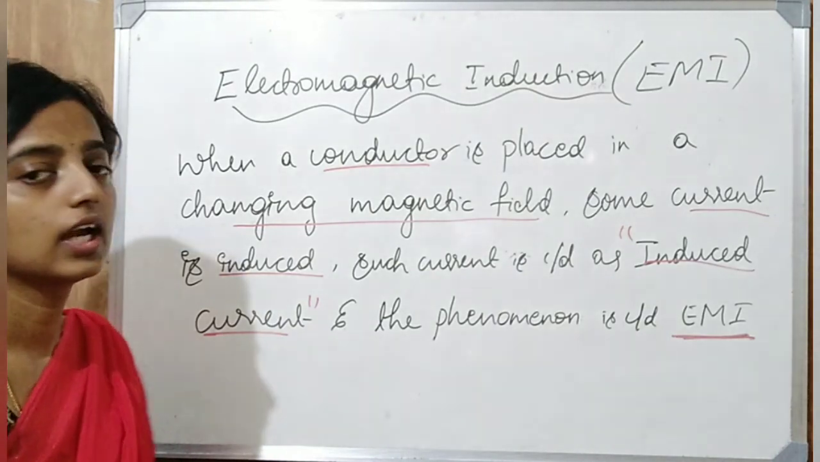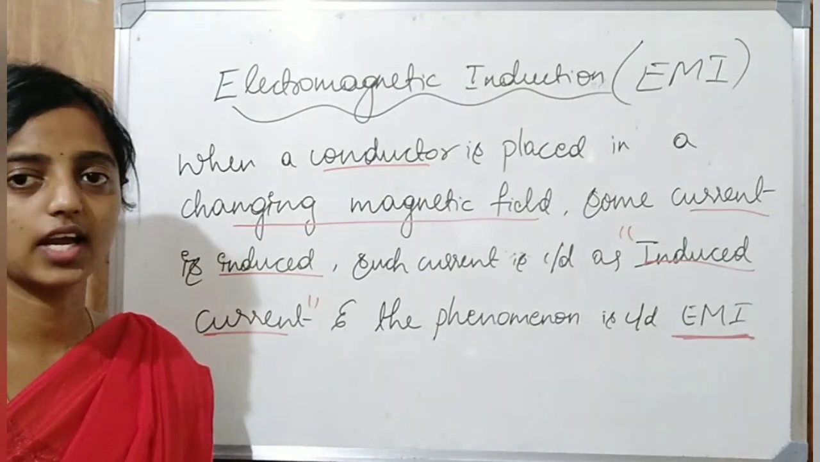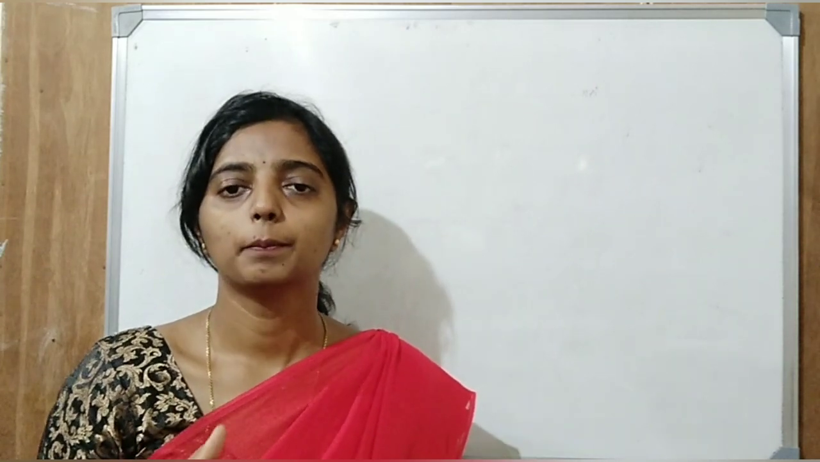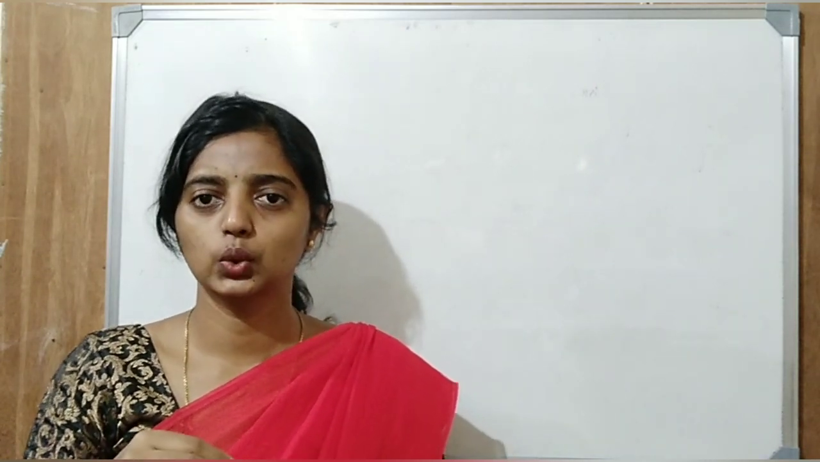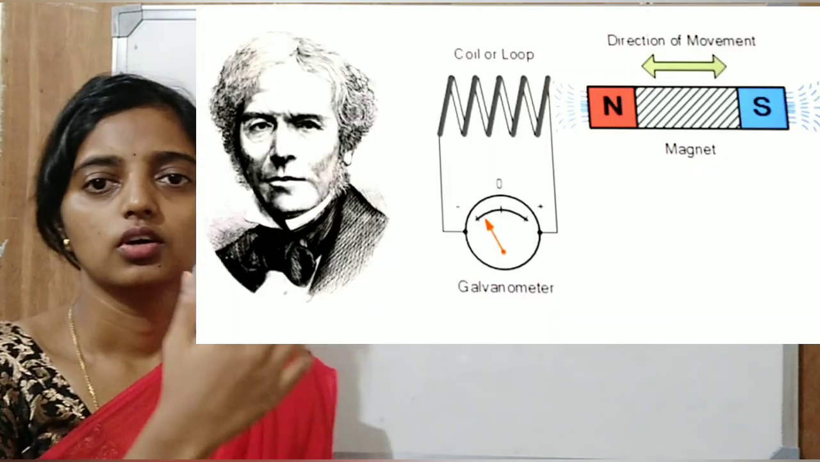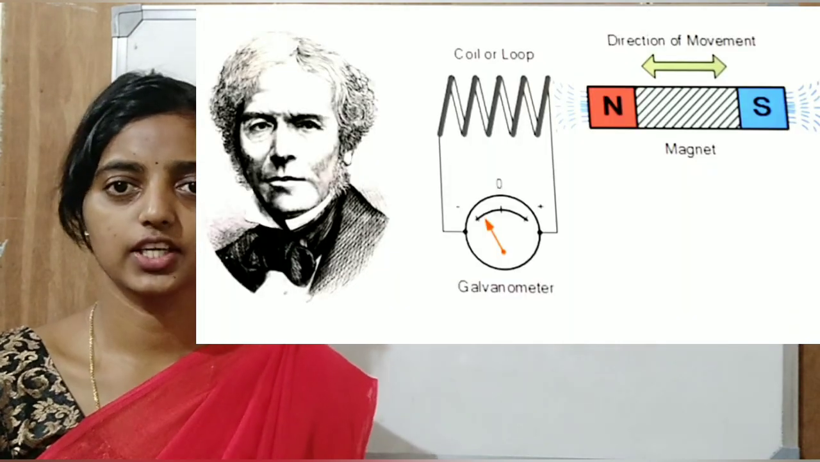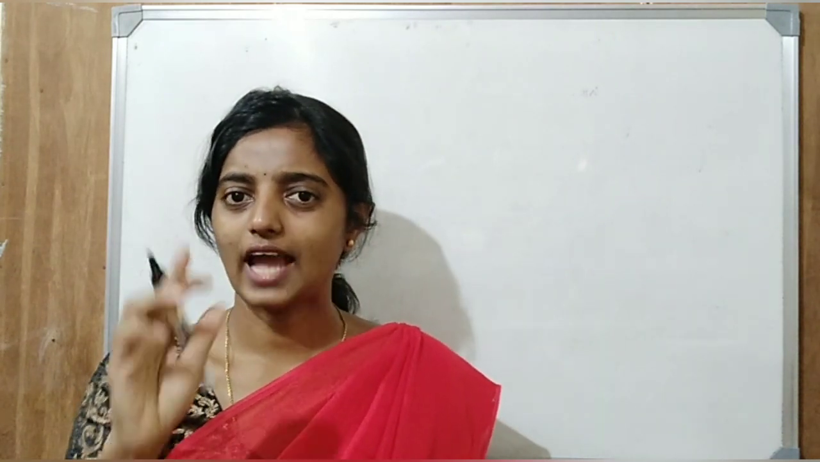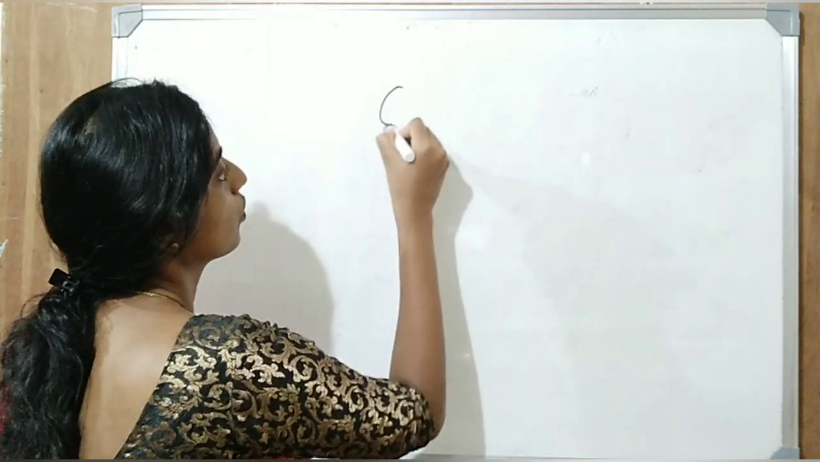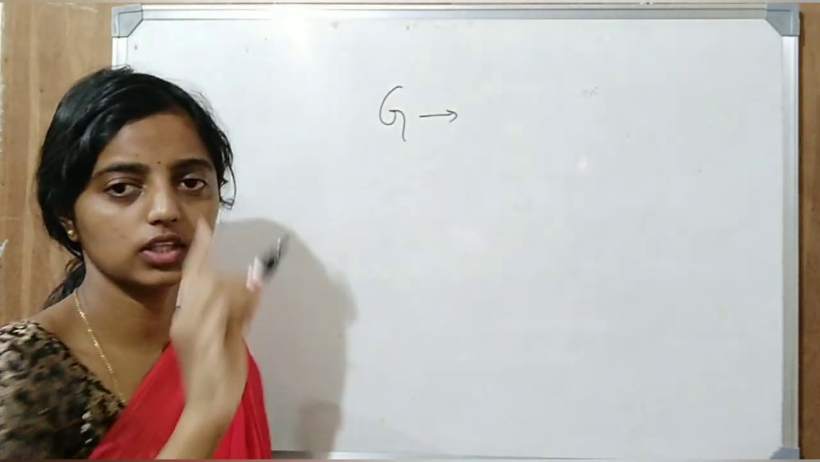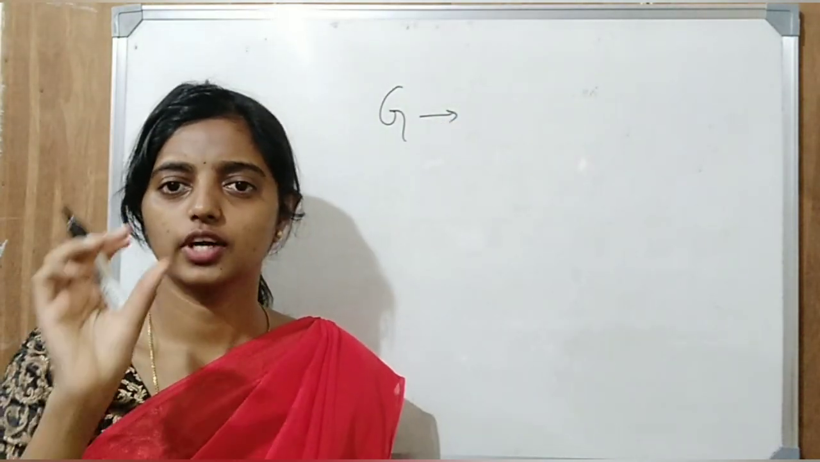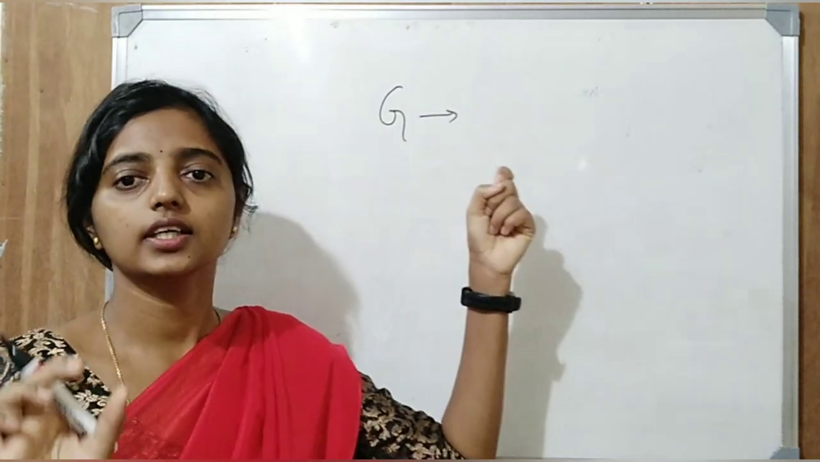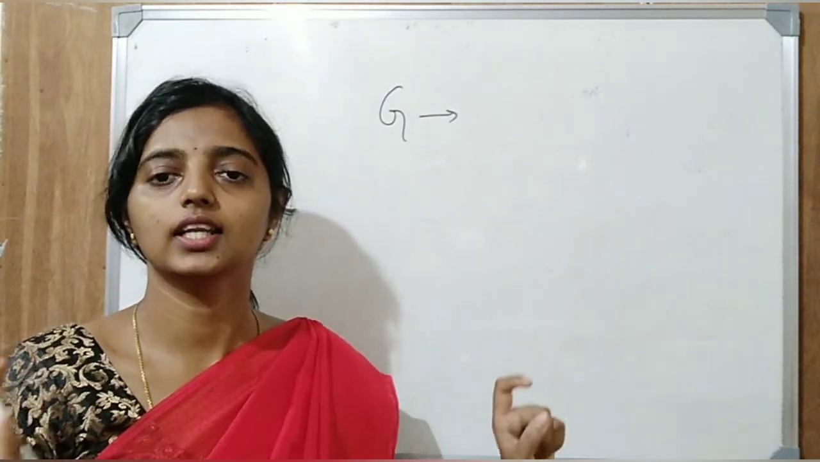So let us start with activity 1. The first activity is nothing but what Michael Faraday was trying to do under electromagnetic induction. Before going to that, in the last class I told you about the galvanometer, right? If they ask for 1 mark, what is the role of the galvanometer? You should write a very short statement: it will detect the presence of current in a circuit.